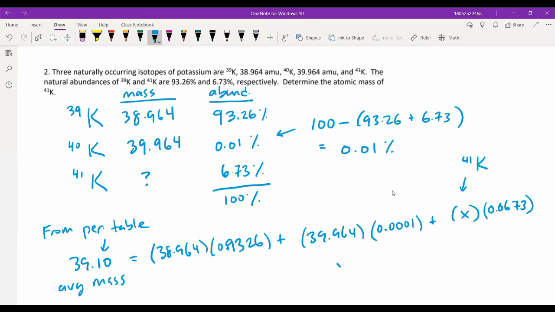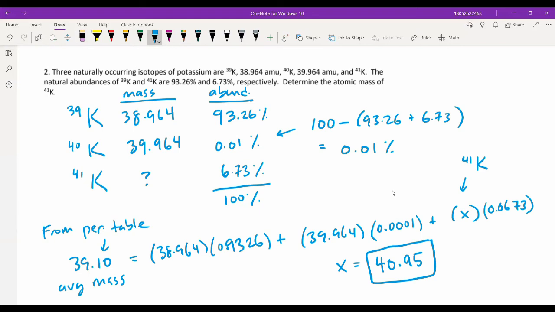Okay, so solve for X. And no surprise here, it should be close to 41 because that's the mass from the symbol. So specifically 40.95.